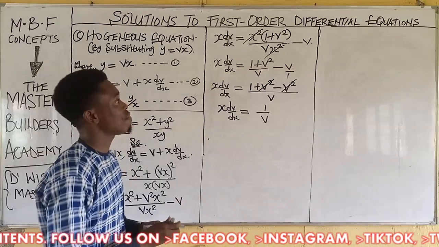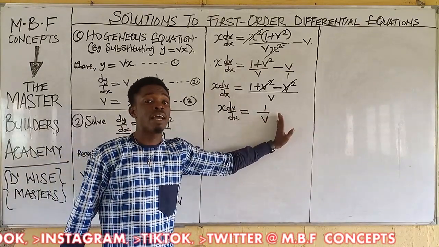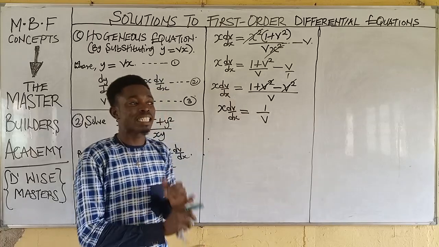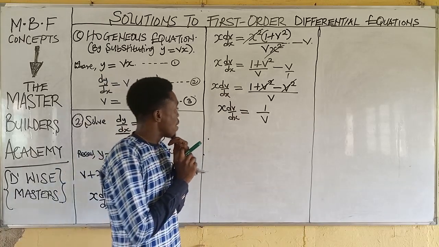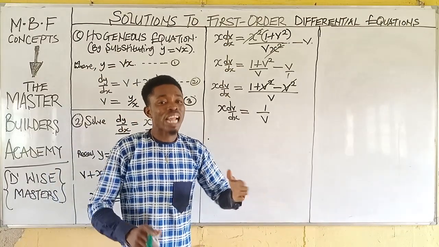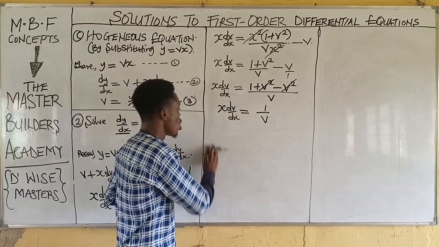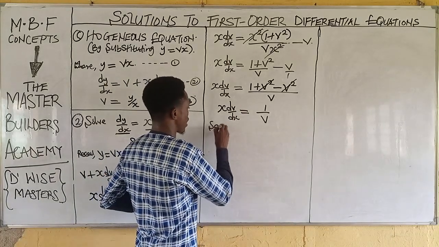This is what we have at the left hand side, and this is what we have at the right hand side. Now we see that this equation is now a function of x and v. And at this point, you can separate v from x. How do we separate v from x? Now we can separate the variables.